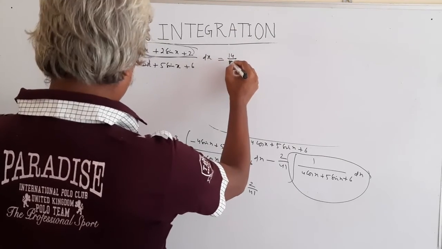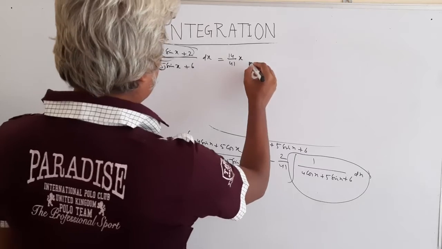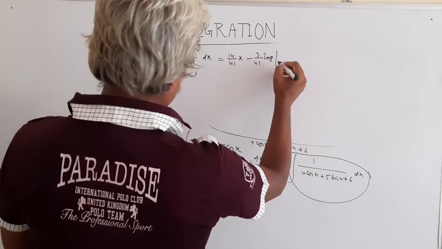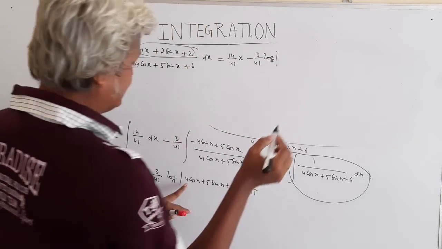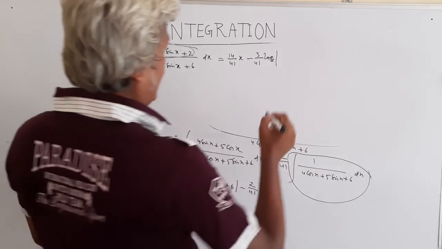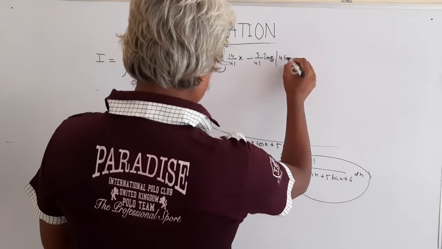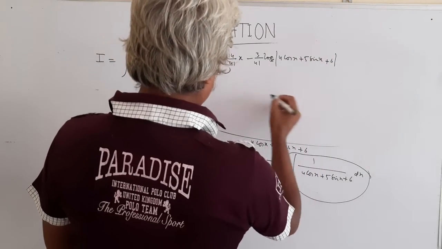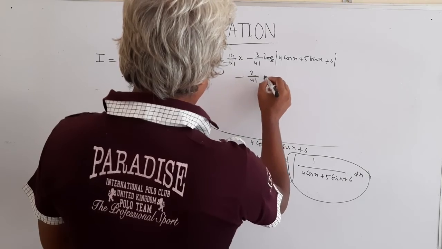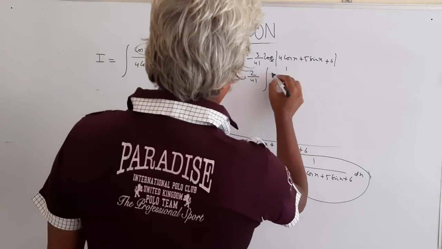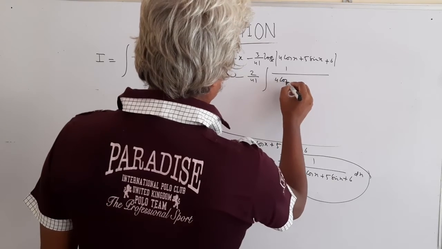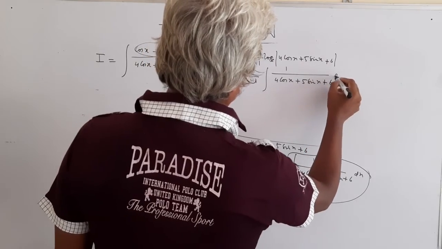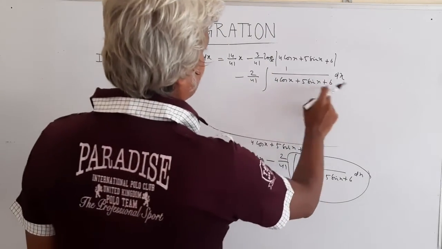So this first part, 14 over 41 x, is okay, minus 3 over 41 log mod, the base of this log is natural logarithm, you can also write ln, and this is 4 cos x plus 5 sin x plus 6, minus 2 over 41 times the integration of 1 over 4 cos x plus 5 sin x plus 6 dx. So everything is done, only I have to find the integration of this much.